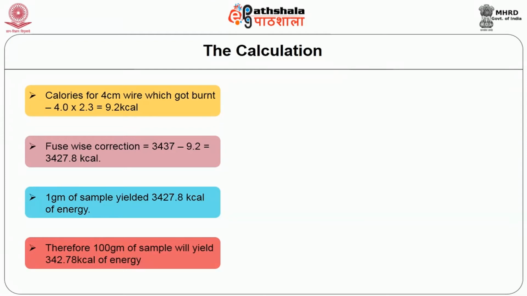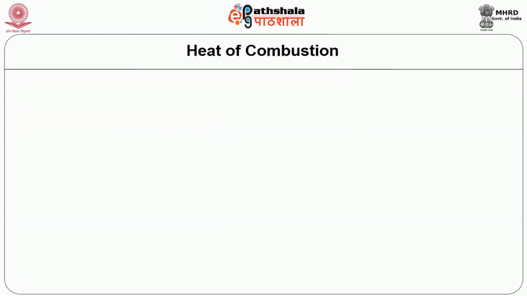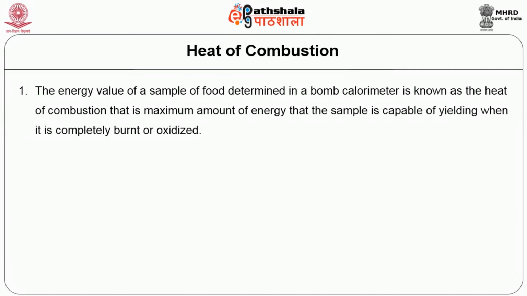Now, let us discuss the physiological fuel value of food and determination of energy exchange in the body. To understand the physiological fuel value of food, we have to know about the heat of combustion of food and coefficient of digestibility. What is heat of combustion? The energy value of a sample of food determined in a bomb calorimeter is known as heat of combustion, that is the maximum amount of energy that the sample is capable of yielding when it is completely burned or oxidized.